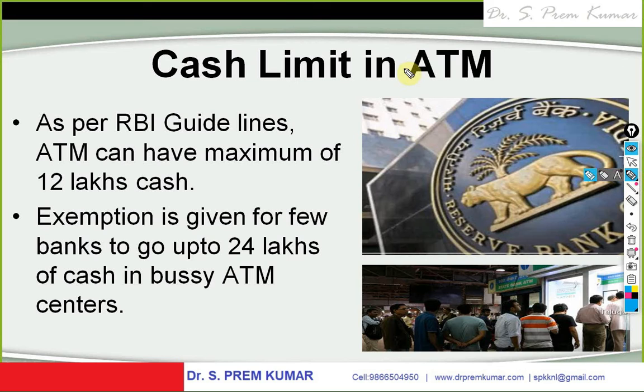As per the guidelines of RBI, Reserve Bank of India, an ATM can have a maximum of 12 lakhs cash. There are some ATM machines which can have even a limit of 24 lakhs cash when there is a lot of rush for that particular ATM center. When 12 lakhs is not sufficient, then they go with 24 lakhs. The minimum is 12 lakhs and the maximum 24 lakhs.